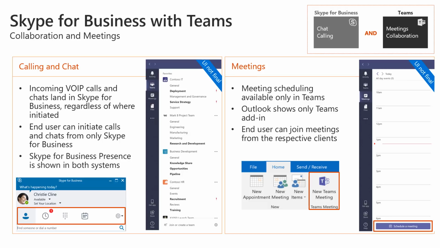As we move to the right-hand side under meetings, in this particular mode, meeting scheduling is available only within Teams. As such, in Outlook, we will replace the Skype for Business add-in with the Teams meeting add-in, ensuring that when the user uses Outlook, they can only schedule new Teams meetings from the Outlook add-in. We will also light up in the screenshot that you see on the far right in the Teams application, in the meetings experience, the ability to schedule a meeting from within the Teams application. Now again, remember, regardless of mode that is assigned to the user, the end user can always join meetings from the respective clients.